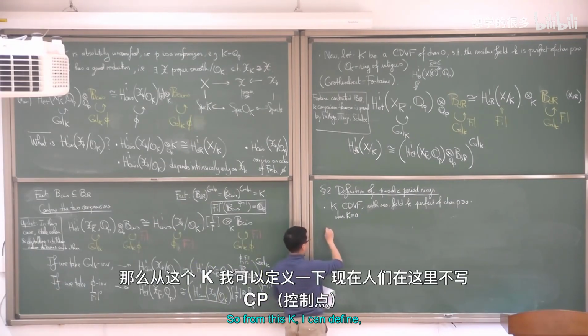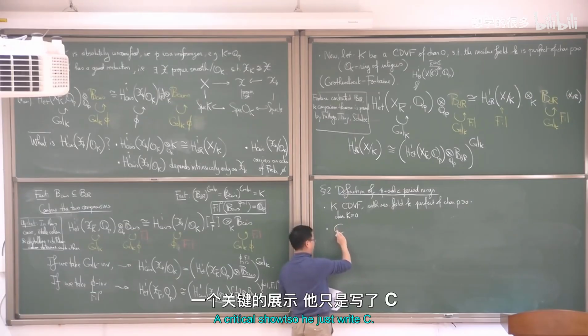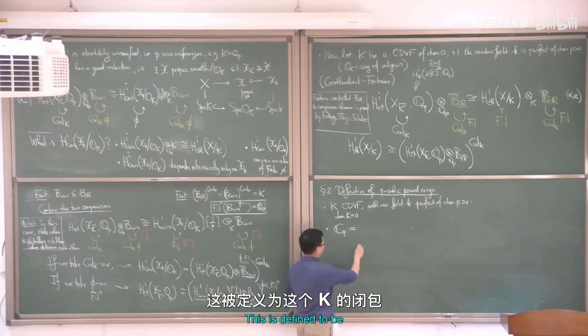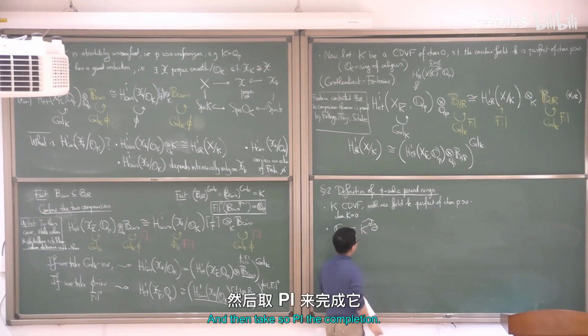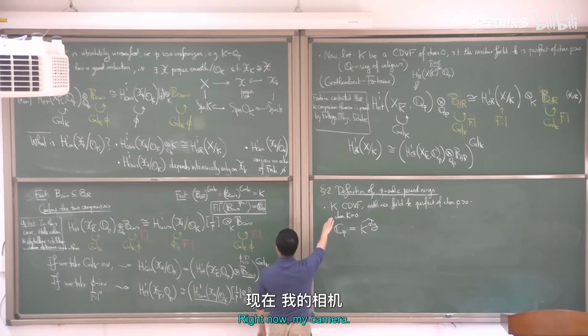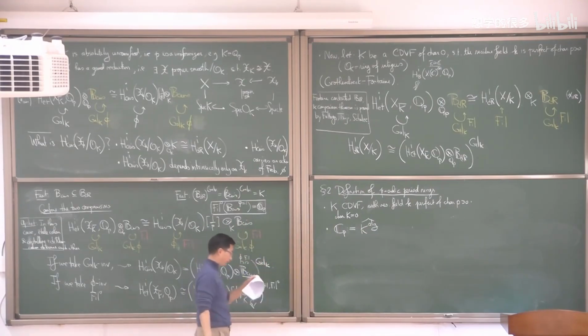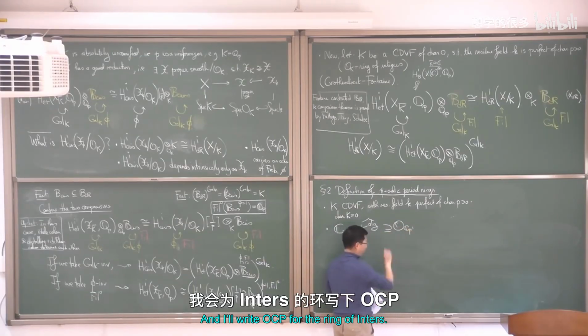So from this K, I can define, now people don't write the C_p here. According to Scholze, he just writes C. I still like the notation which has C_p. This is defined to be the algebraic closure of this K, and then take the p-adic completion. So right now my K does not have to be absolutely unramified. We'll talk about that later and see where that comes in. And then write O_{C_p} for the ring of integers.